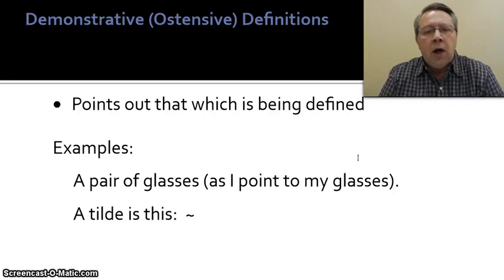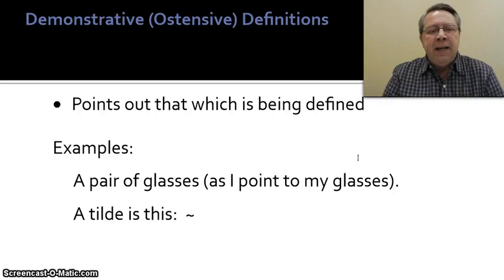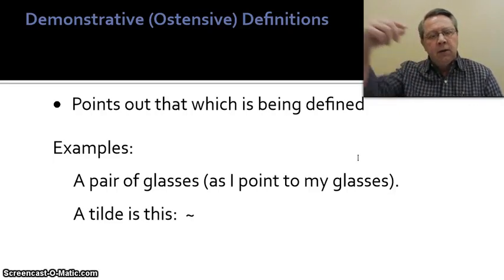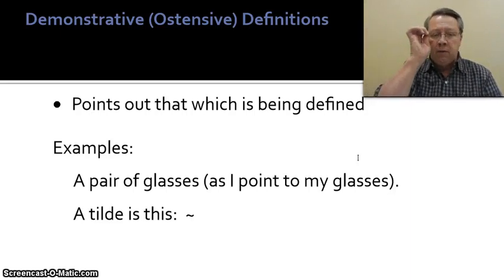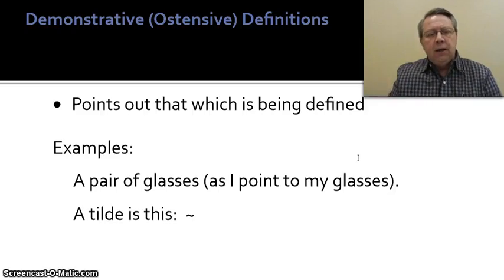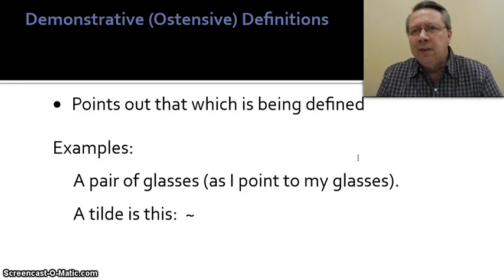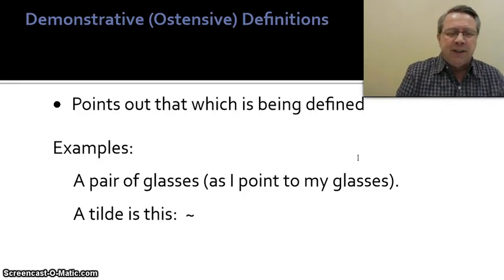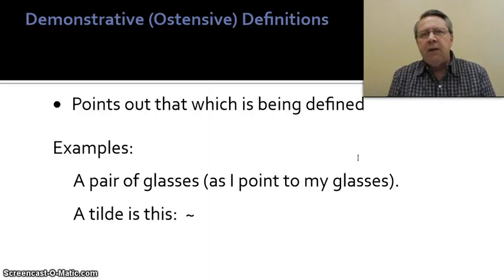The demonstrative or ostensive definition points out what is being defined. An example: a pair of glasses, as I point to my glasses. What I'm saying is, this is a pair of glasses right here. This is what you see as a pair of glasses. A tilde is this, and then you see the little squiggly sign following it. You say, what's a tilde? Well, we'll find out about tildes in chapter 6, where we'll be using a lot of tildes. But it's demonstrating something. This points out what is being defined. So this is one of the things we do.